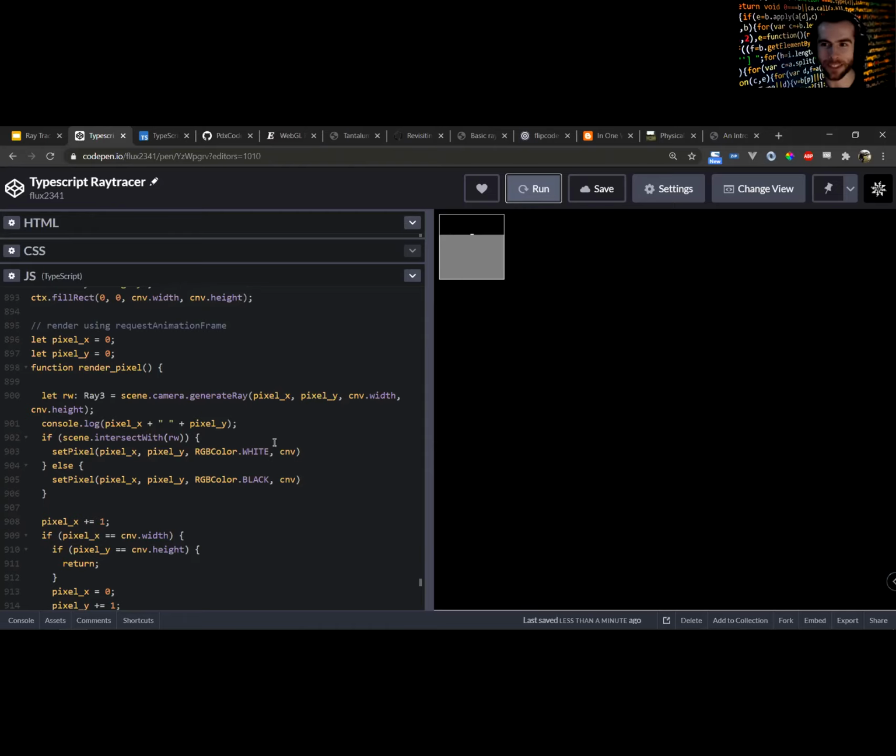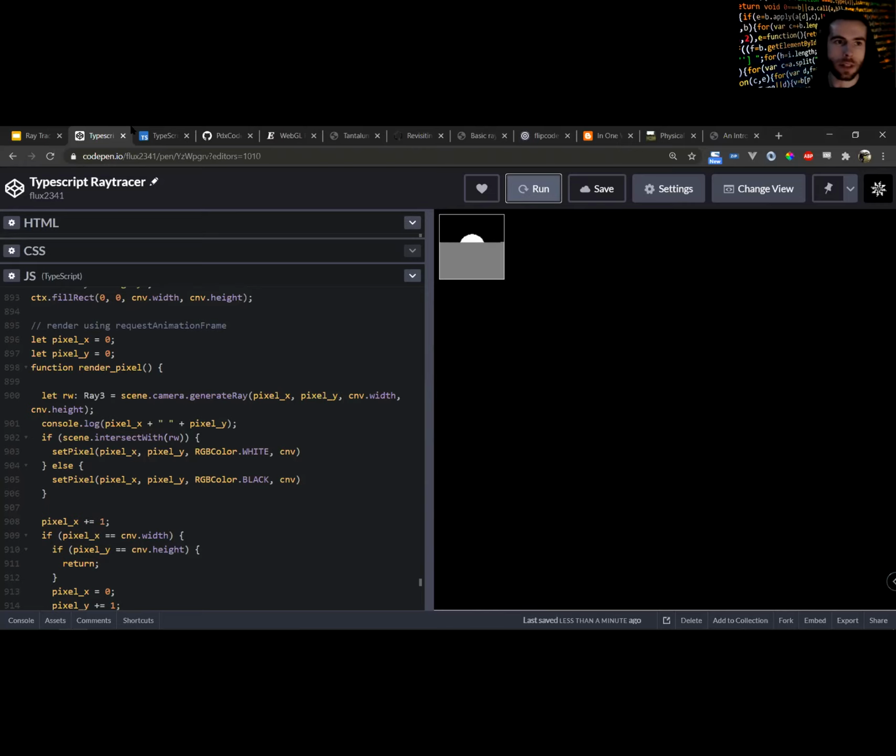JavaScript's kind of annoying to work with sometimes. I'm just curious though, if you don't want to do this on CodePen, is there a way to put this into an index.html file and do it from your local environment? You have to build it.